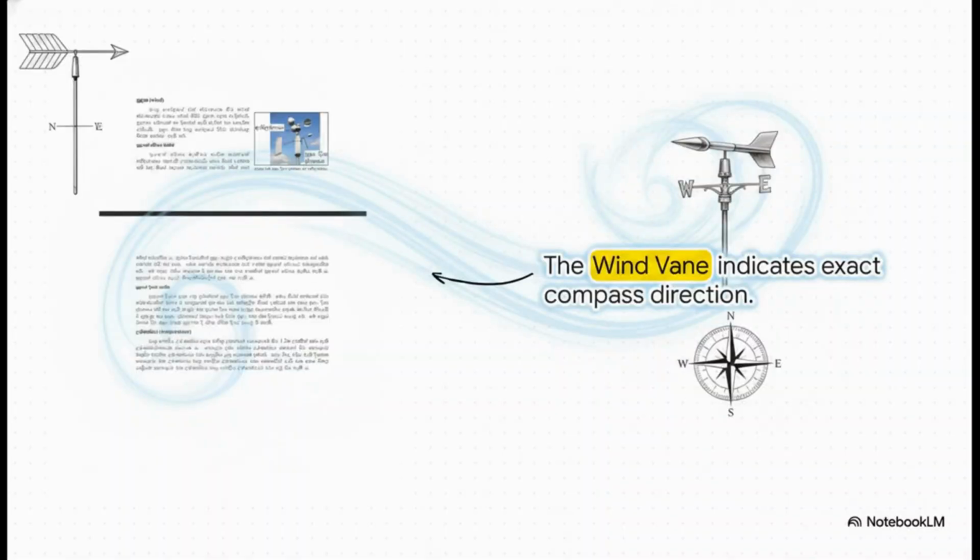Speed is only half the equation, though. We also absolutely need to know where the wind is actually coming from. For that, we use a wind vane. This is a balanced, arrow-like pointer mounted on a vertical pole, and it rotates totally freely.